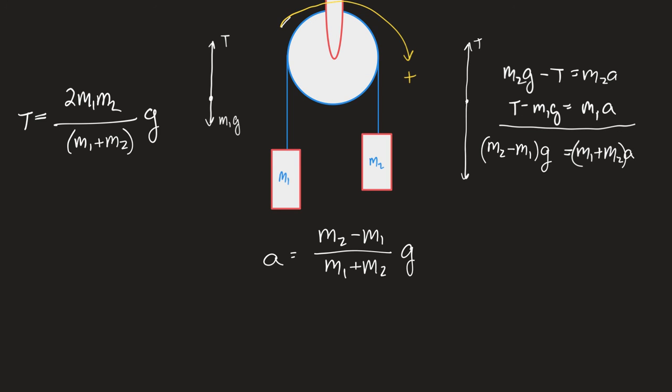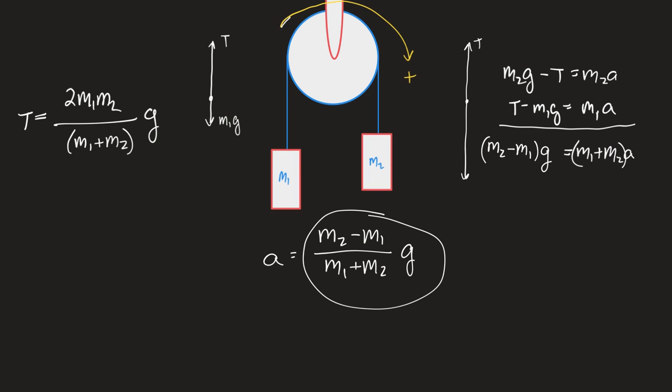Oh, wait, there's no 2 in the bottom, just 2 in the top. There. That is the expression for the tension in the string. You can only get this one way: by taking the acceleration and substituting it into either the top equation or the bottom equation. Pick one or the other and then solve for T. You'll get this. And there's no surprises here.